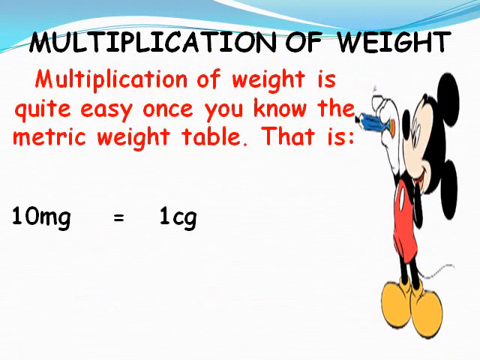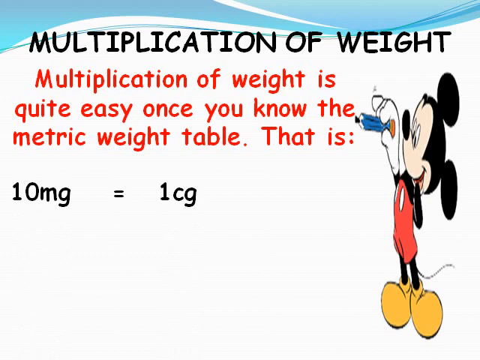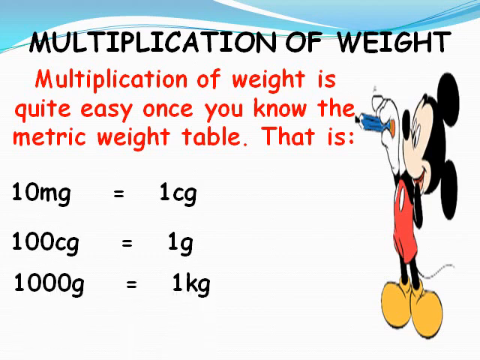Now, multiplication of weight. Multiplication of weight is quite easy once you know the metric weight table. Now, don't forget our metric weight table. You remember when we did the steps to metric units? So we have 10 milligrams equals 1 centigram. 100 centigrams make 1 gram. 1000 grams make 1 kilogram. Now this is just a few of what we have in our unit.